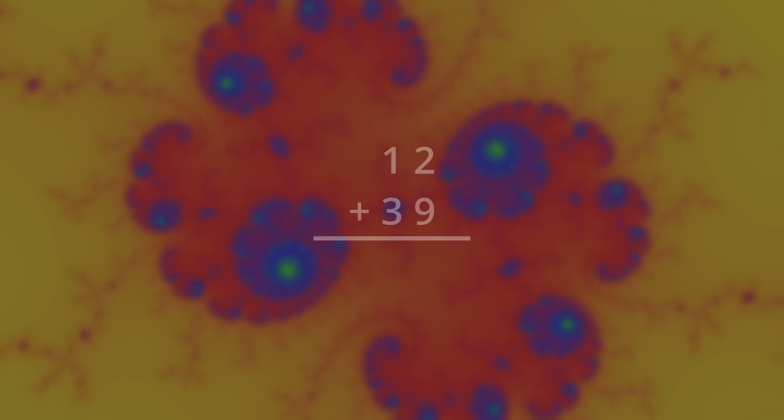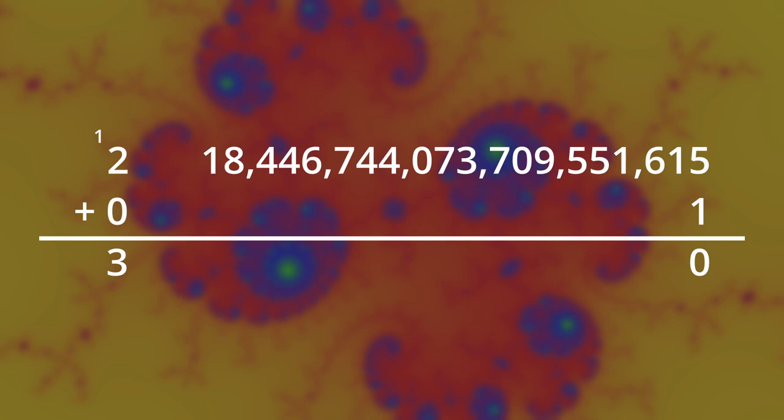For instance, if you want to add two numbers together, we'll start by adding on the right hand side, and if it's too big, we'll add one to the next column, like a carry. This is kind of what you learn in school, but instead of each digit being from 0 to 9, you have 0 to 18 quintillion.